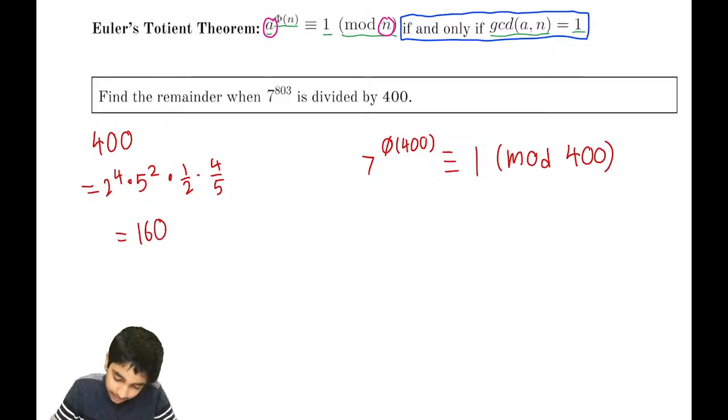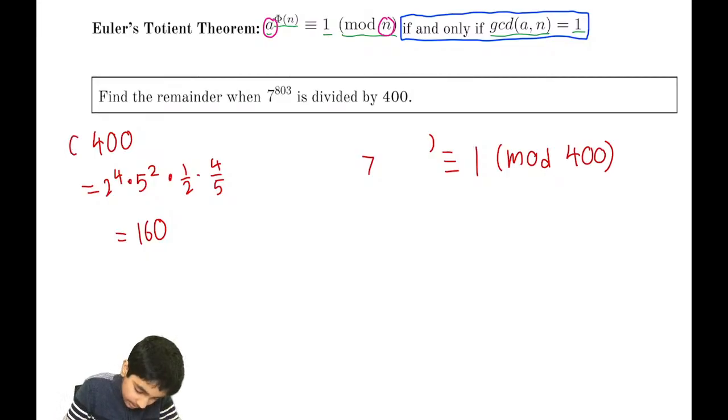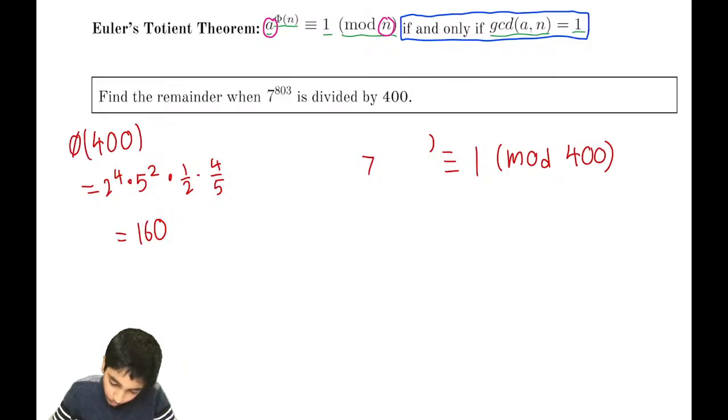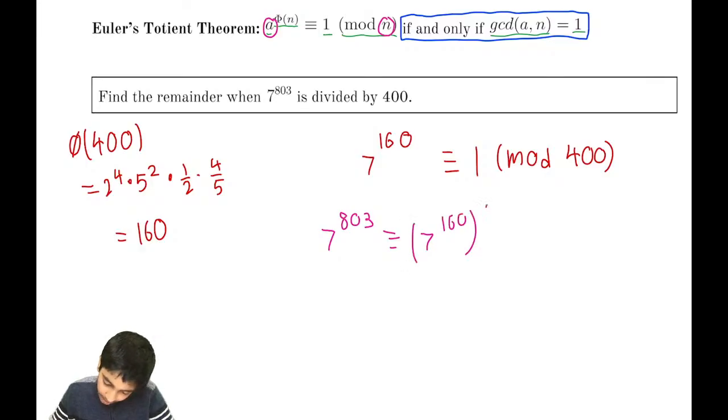So then we can just replace the totient 400. Let me just say, totient 400 is 160. So we can just replace totient 400 with 160. So we know that 7 to the power of 160 is 1 mod 400. And that means that 7 to the power of 803 will just be congruent to, not equal to, 7 to the power of 160 to the power of 5 times 7 cubed mod 400.